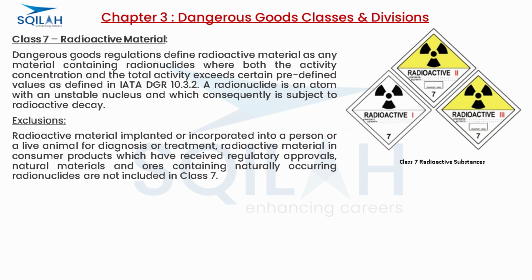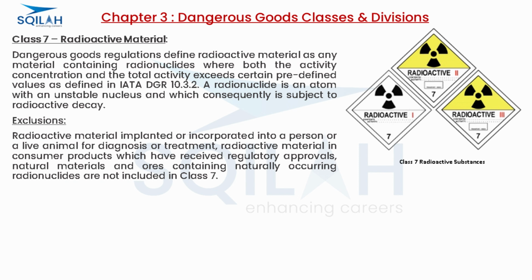Class 7, Radioactive Material. The Dangerous Goods Regulations define radioactive material as any material containing radionuclides, where both the activity concentration and the total activity exceed certain predefined values as defined in IATA DGR 10.3.2. A radionuclide is an atom with an unstable nucleus and which consequently is subject to radioactive decay.